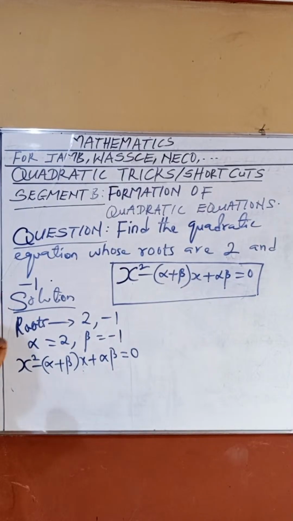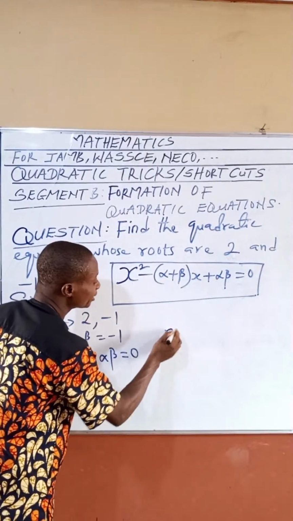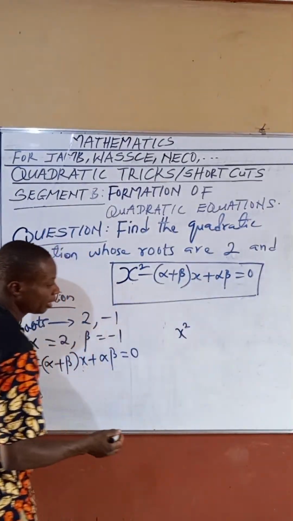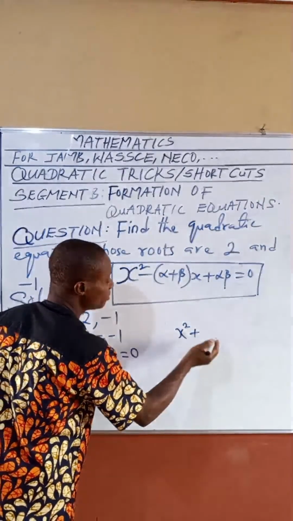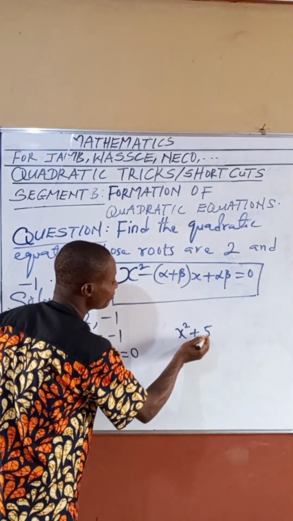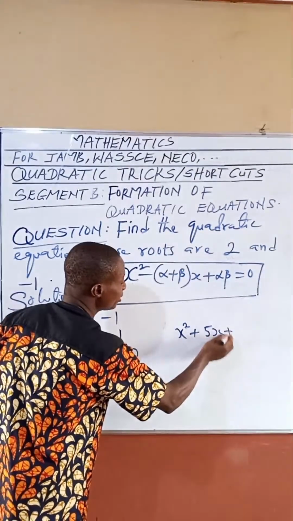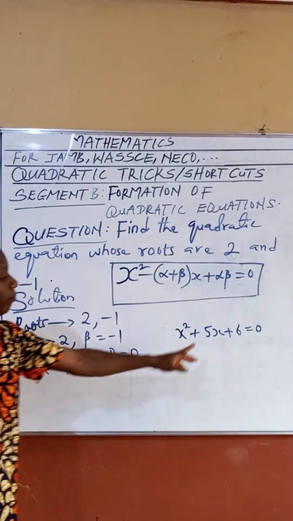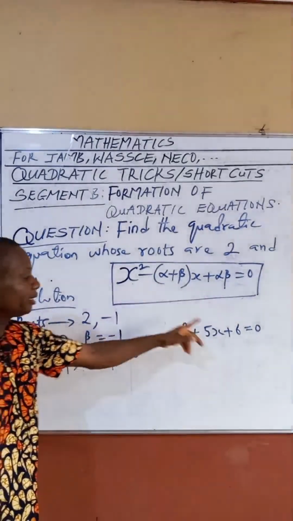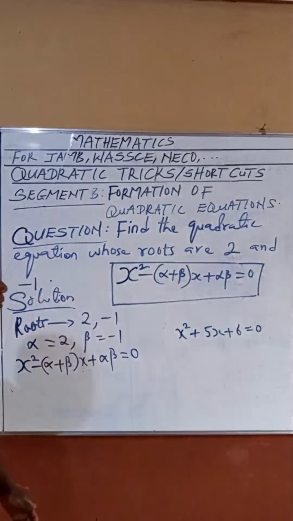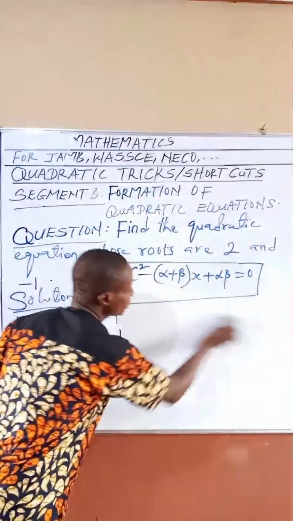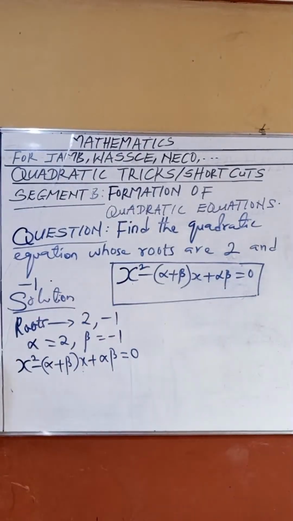Don't forget that when we are factorizing, remember when you have something like 8x squared plus 5x plus 6 equal to 0, this is the sum and this is the product. So that's exactly how you can go about it. It's not a difficult task. Just understand how it is done and you are through.